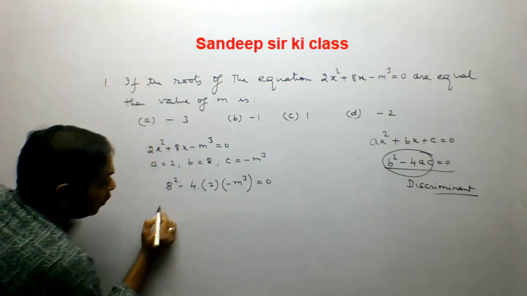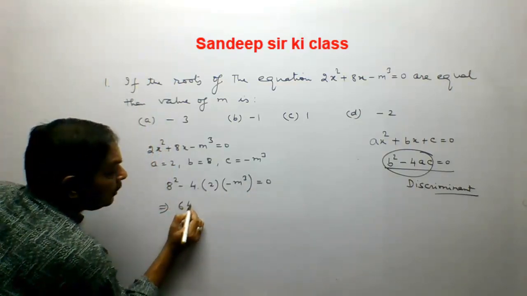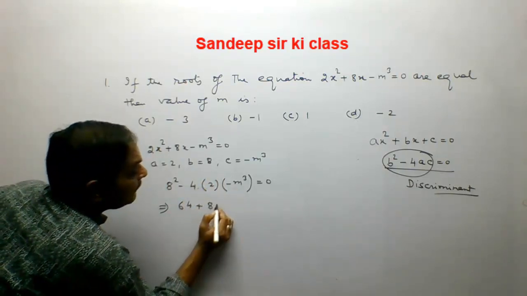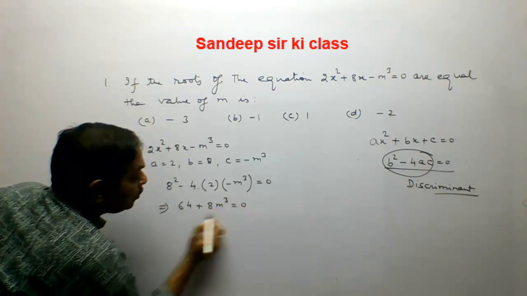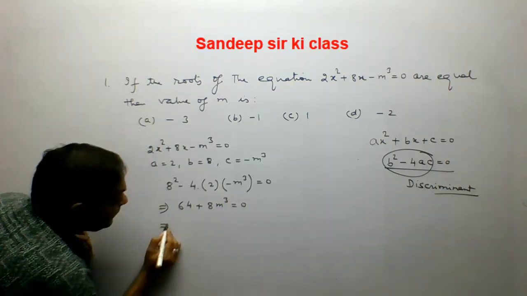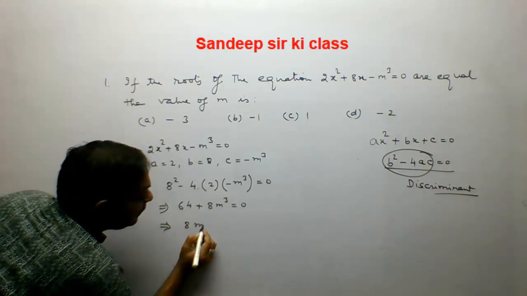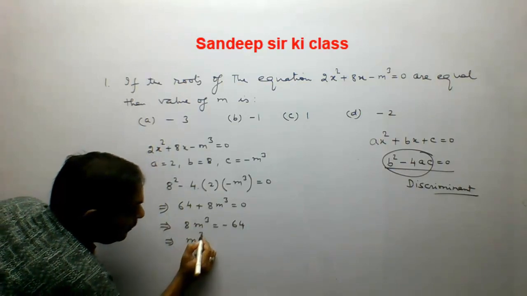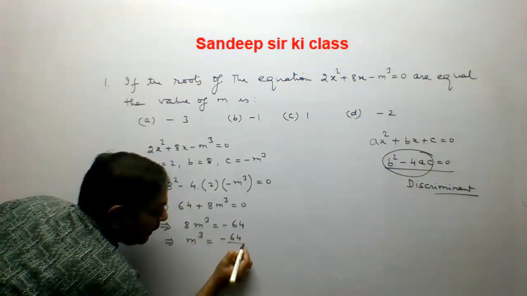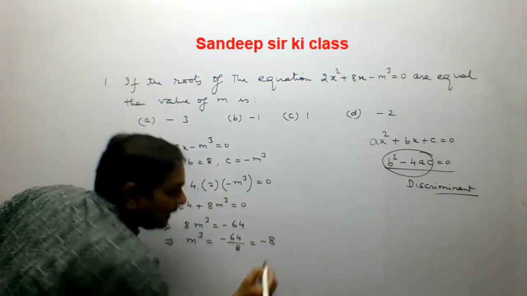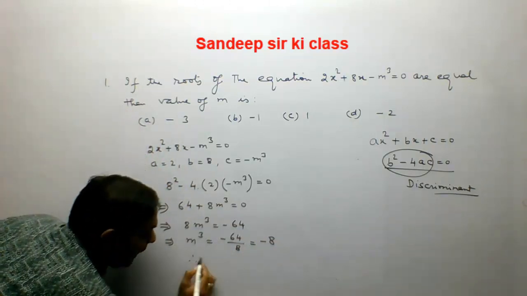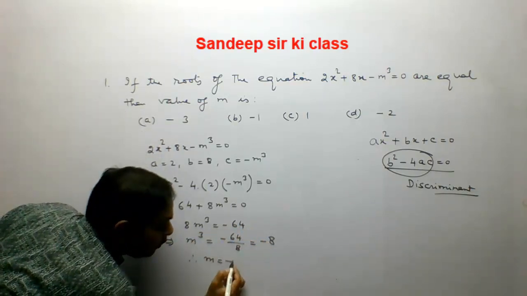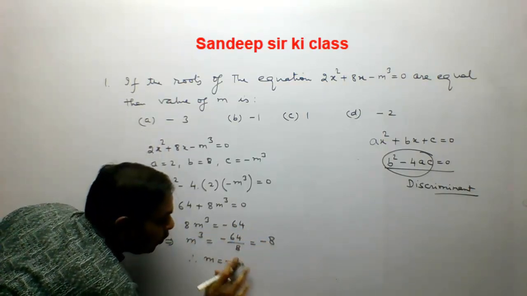This is equal to 0, which gives us 64 minus multiplies this minus will be plus. So 8 m cube is equal to 0. This gives us 8 m cube is equal to minus 64, which gives us m cube is equal to minus 64 upon 8, that is minus 8. Therefore m is equal to, we take the cube root both the sides, so m is equal to minus 2.